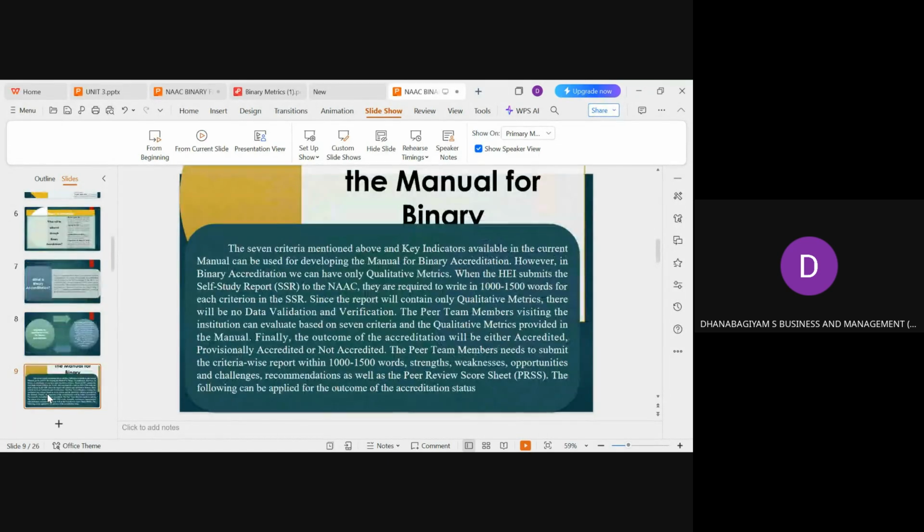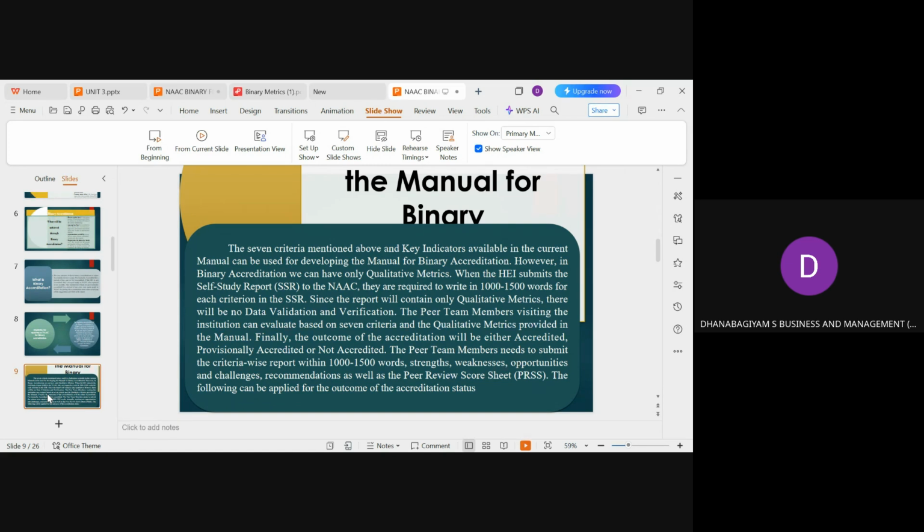And next, when you talk about filing the data, the SSR, and the verification process, the same process as earlier will happen, but the peer team visit will not be there. IIQA we will do, then SSR will happen, and after SSR, within 30 to 45 days, the DVV report will be submitted. After the DVV report, within 15 days, the peer team visit would happen. So this is the earlier scenario.